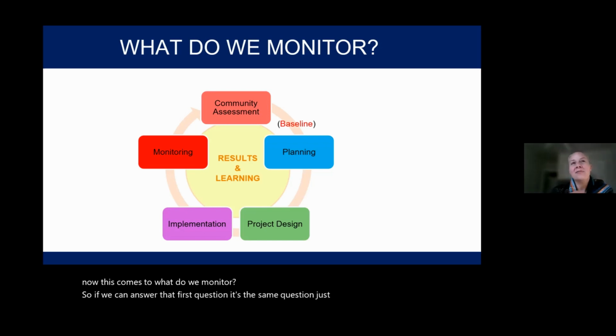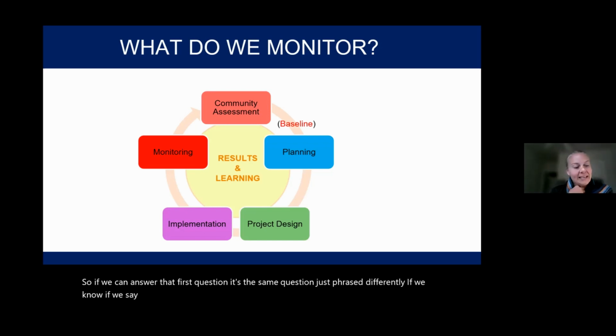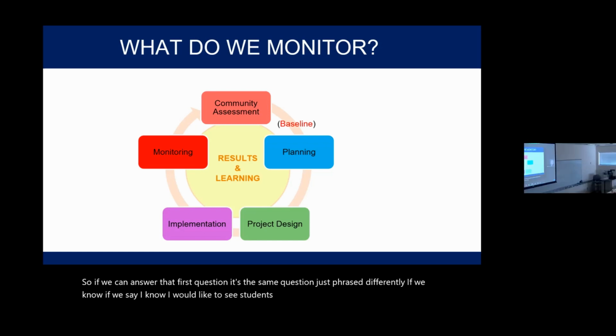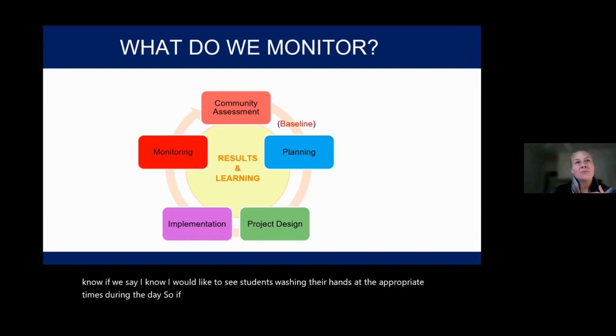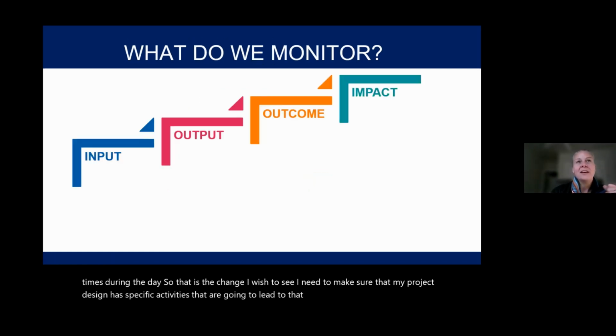If we say, I would like to see students washing their hands at the appropriate times during the day, and that is the change I wish to see, I need to make sure that my project design has specific activities that are going to lead to that particular outcome, okay?